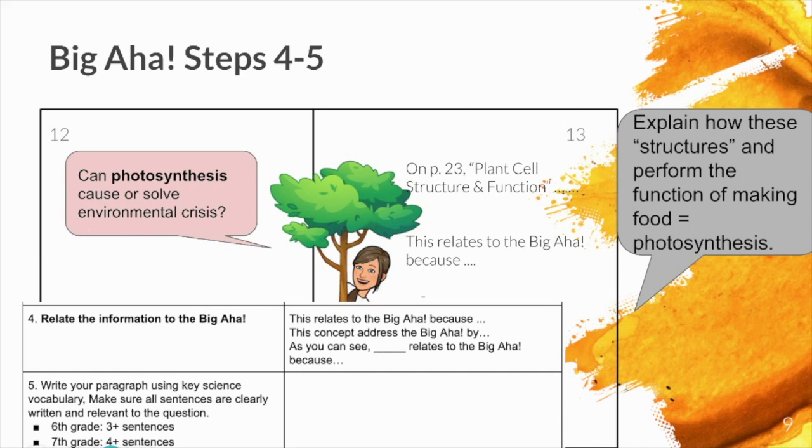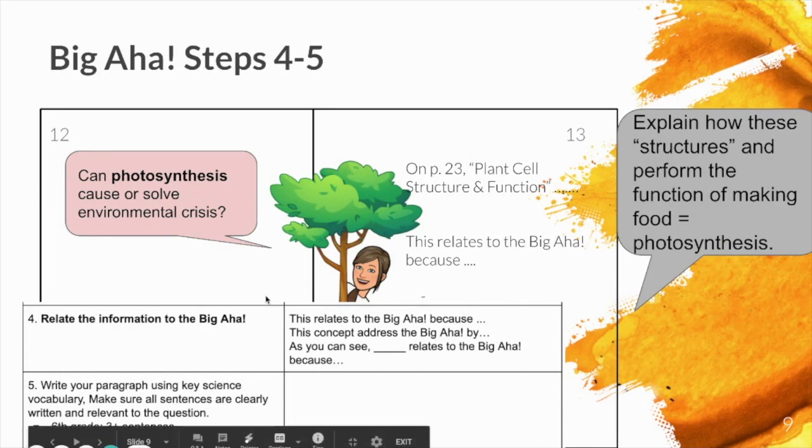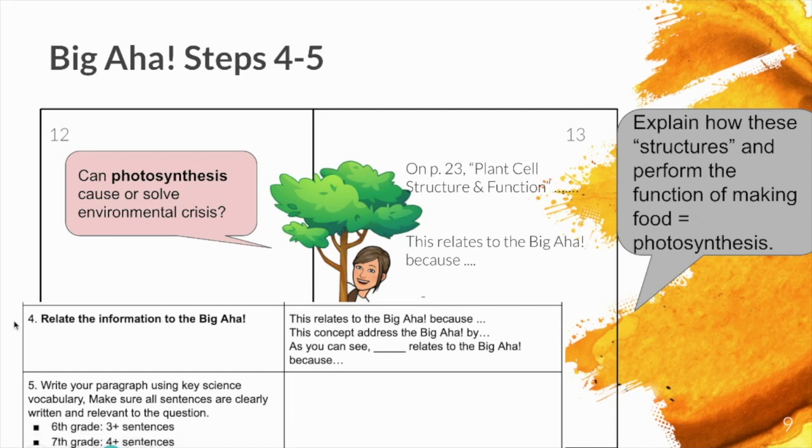So it might be like, this relates to the big aha because these plant structures, such as chloroplast, are where photosynthesis happens. So you're making a direct link to your big aha. And once again, you are going to be writing for 7th grade 4+ sentences. And if you have learning accommodations, you can write 3 or more sentences.